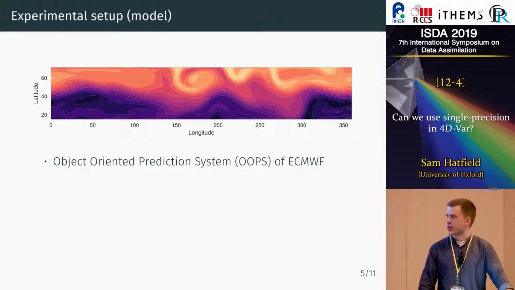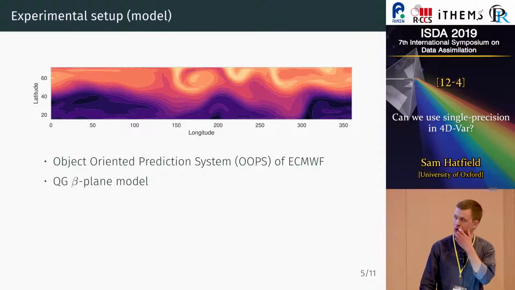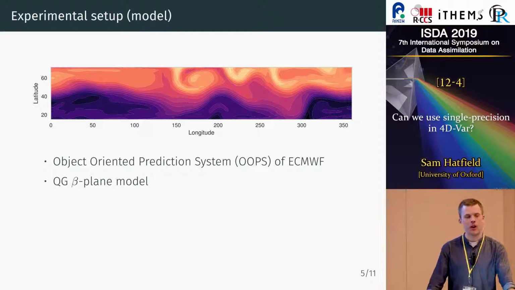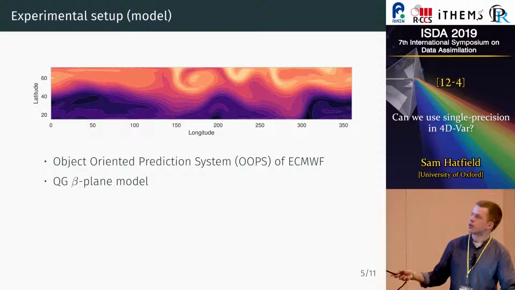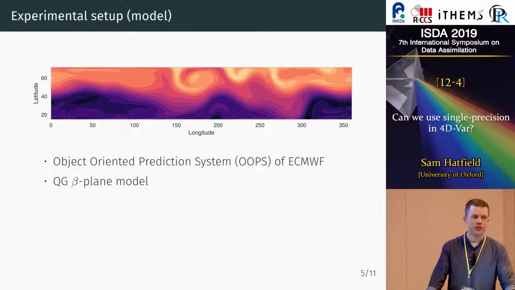So my experimental setup, I've been using the OOPS system of ECMWF. This is a new model agnostic data assimilation framework developed at the European Centre. It comes bundled with a simple quasigeostrophic 2-level beta plane model. And here's an illustration of the domain here. So you can think of it as like a simple mid-latitude weather model, basically.